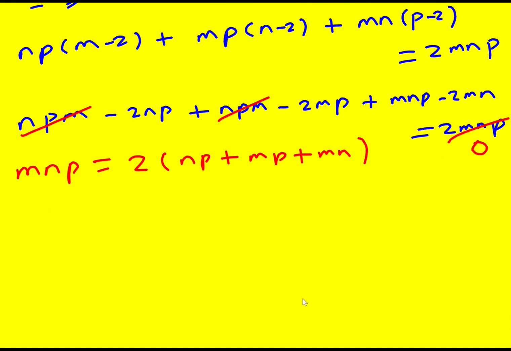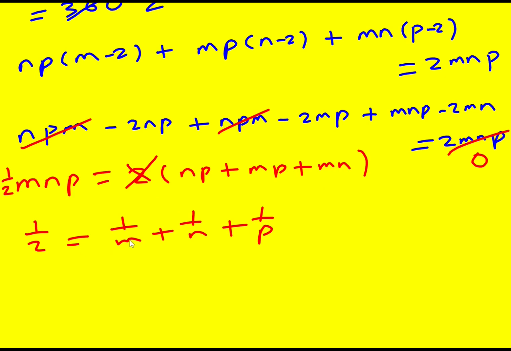So now I'm going to divide through by MNP. Actually, I'm going to divide through by 2 first, so I can write a half here. Now I'm going to divide through by MNP, and I'll get a half is equal to 1 over M plus 1 over N plus 1 over P, which is much simpler than originally. It's got to be said. Okay, so now we're trying to basically solve this equation given that M, N, and P are all whole numbers.